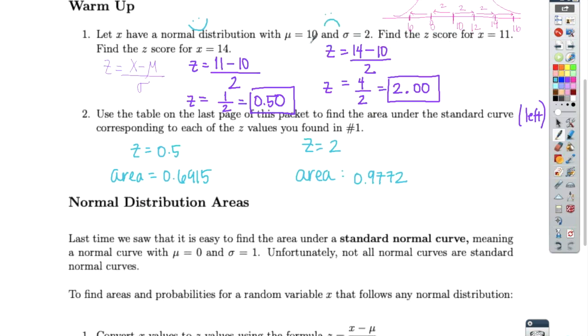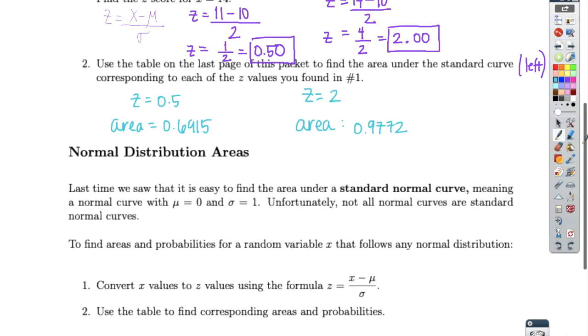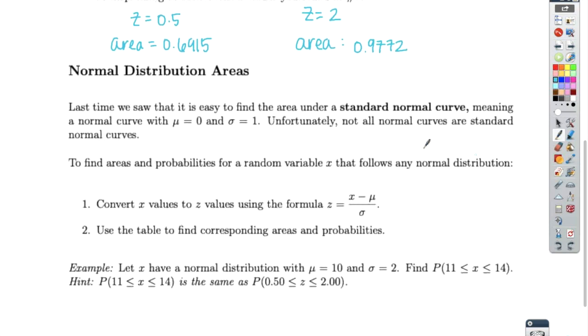It's got a different mean from 0, and it's got a different standard deviation from 1. So basically, the process through the rest of this chapter is going to be the exact same thing. To find any area and any probability for a random variable that follows any normal distribution, doesn't have to be a friendly one, I'm going to give you an x value. But remember, we don't really like x values because we don't have a table for x values.